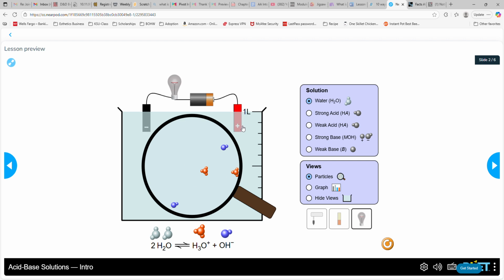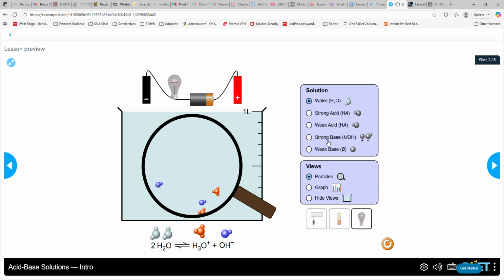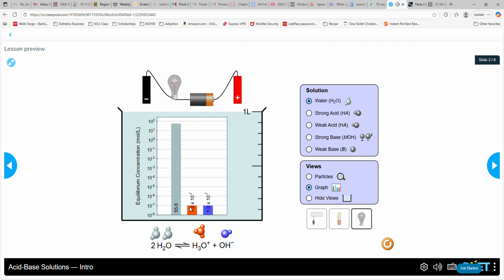So this is a neutral species, so it doesn't have any electromagnetic field, but the strong acid does. So they can play like this. There's also graphs to show at equilibrium what does this look like on paper, and this will all be important in later lessons. So just getting a first look at what does all this mean and what does it do.